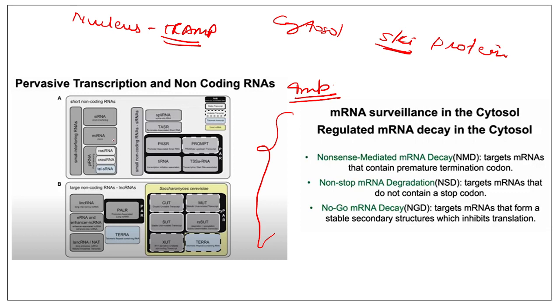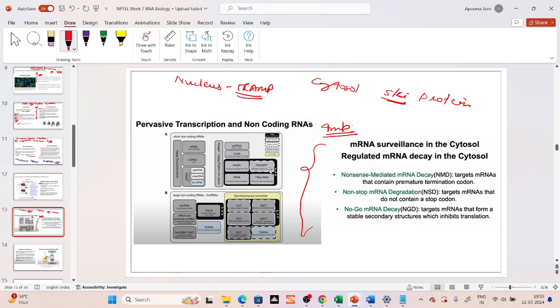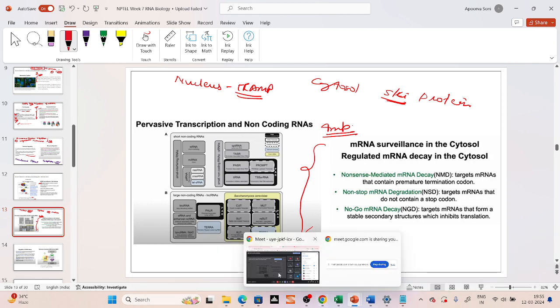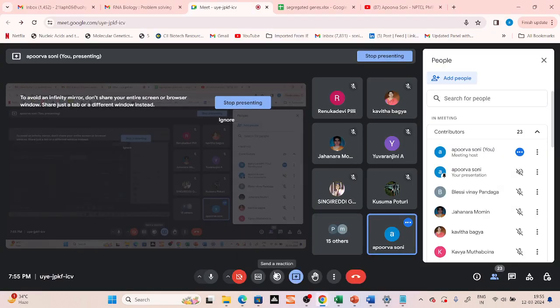I have already told, I think in some of the classes, I don't remember the exact class, about nonsense mutation. So can anybody tell me what is a nonsense mutation? What do you understand by a nonsense mutation?